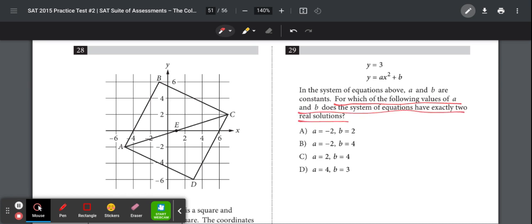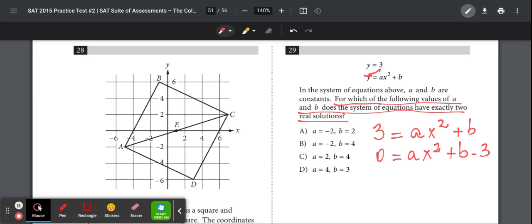I noticed that y equals 3, so I can use that fact and substitute it in the second equation. So now I end up with 3 equals ax squared plus b, which is a quadratic equation, so I'm going to subtract 3 from both sides, and I'll end up with 0 equals ax squared plus b minus 3. And I do need that quadratic equation to have exactly two real solutions.